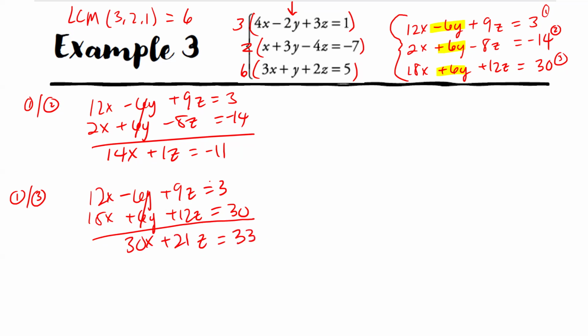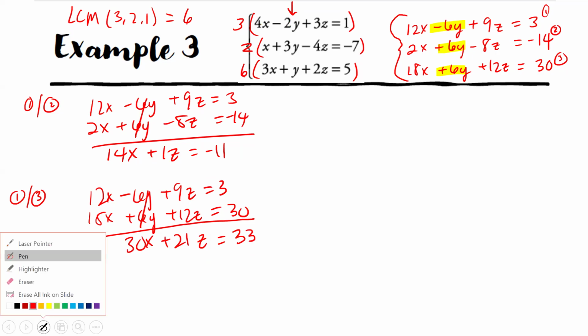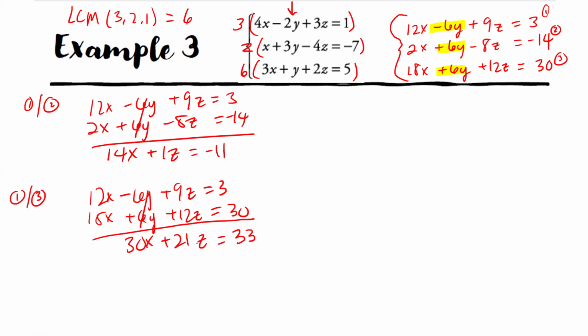All right. Next step is to use substitution. So I'm going to use substitution. I'm going to solve for z. So z equals negative 11 minus 14x. And I'm going to substitute that into here. So we have 30x plus 21 times negative 11 minus 14x equals 33.